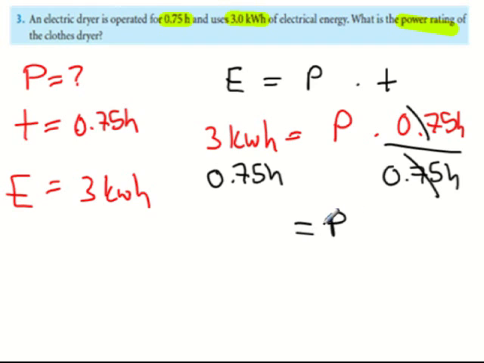So P is going to be equal to 3 divided by 0.75. The number value we get is 4. Now for the units, hours cancels out, leaving us with kilowatts, which helps us to find the power rating of the clothes dryer. The clothes dryer is 4 kilowatts worth of power.